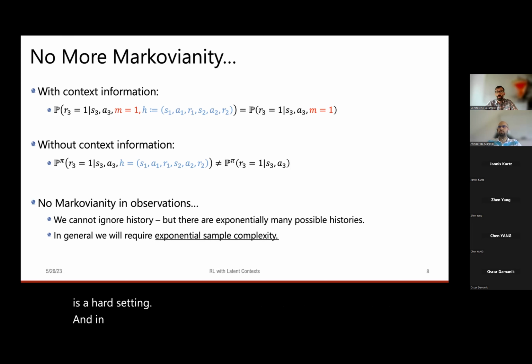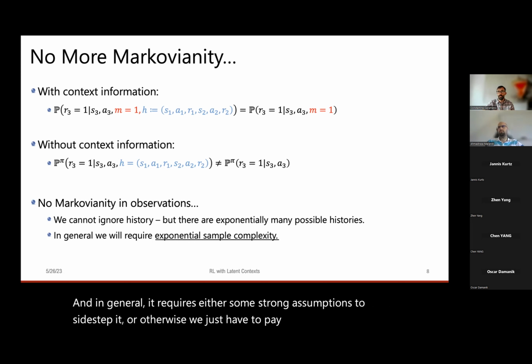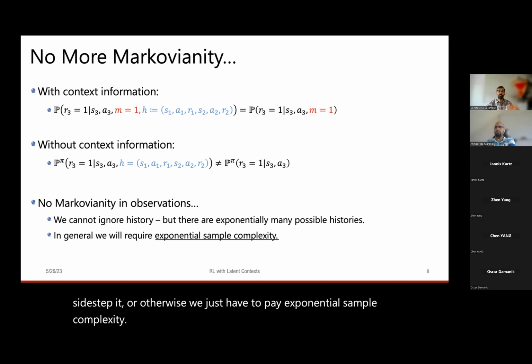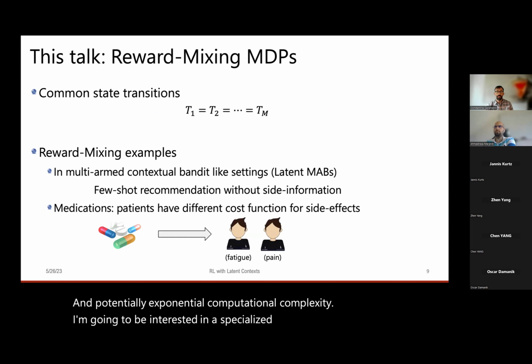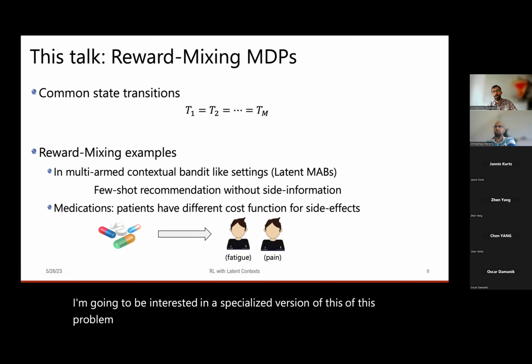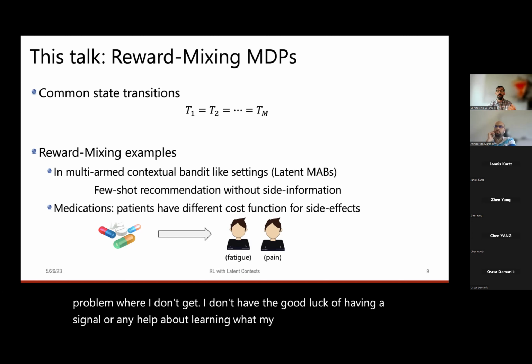And so in general, this is a hard setting. It requires either some strong assumptions to sidestep it, or otherwise we just have to pay exponential sample complexity and potentially exponential computational complexity. I'm going to be interested in a specialized version of this problem where I don't have the good luck of having a signal or any help about learning what my latent variables are from the transitions.